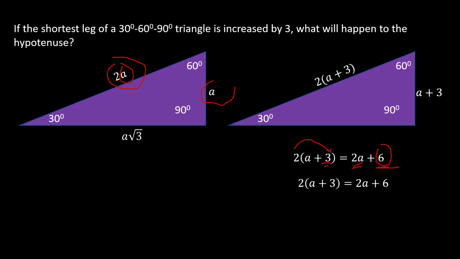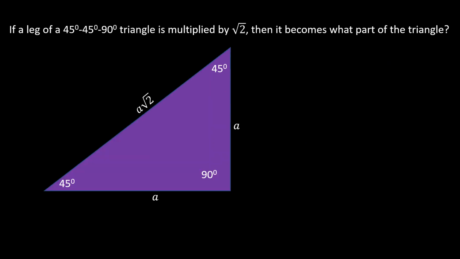increases by 6. If a leg of a 45, 45, 90 triangle is multiplied by square root of 2, then it becomes what part of the triangle? So if A is one of the legs, and of course the other leg is also A, then you multiply A by square root of 2, it becomes the hypotenuse. So if a leg is multiplied by square root of 2, then the answer is it becomes the hypotenuse.